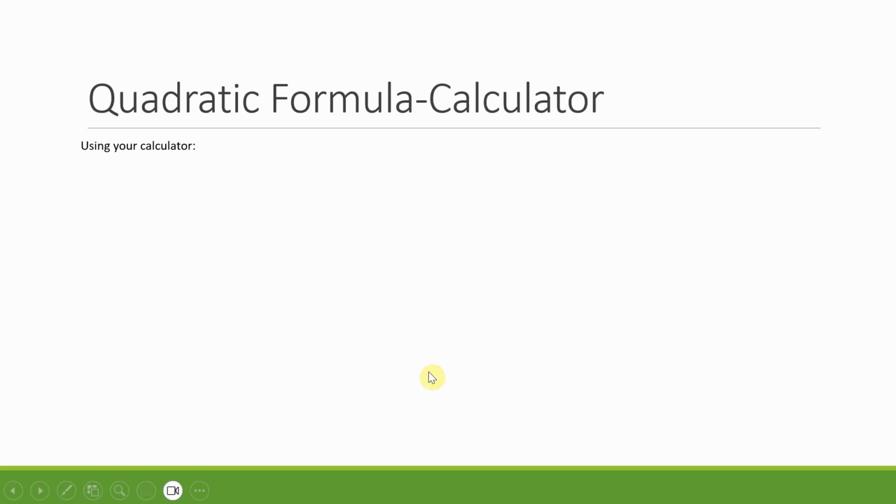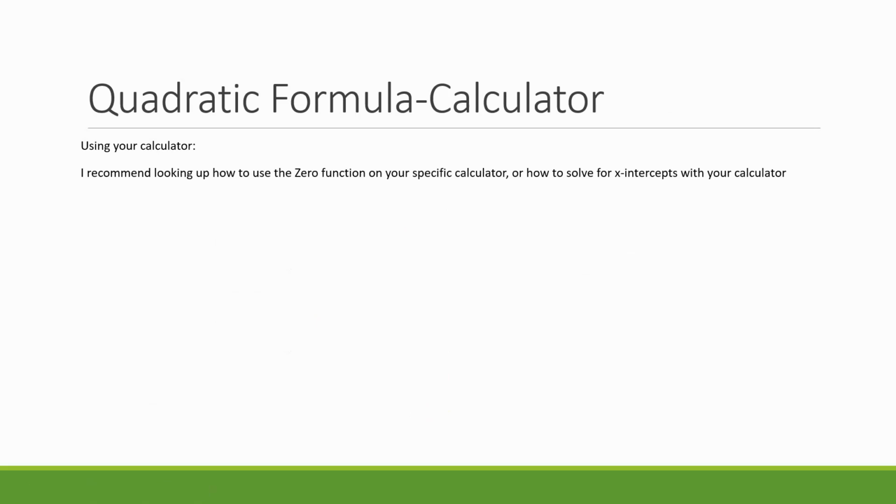So now, like I said, you can use your calculator to solve quadratic equations if you have the right kind. To do that, quick little tip, I would recommend you specifically look up how to use the 0 function on your specific calculator. Or more generically, just look up how to solve for x-intercepts with your calculator, because it might use a different term for that function. Different calculators do it different ways. I don't know all of them, if I'm being totally honest. I only know the few I've worked with.